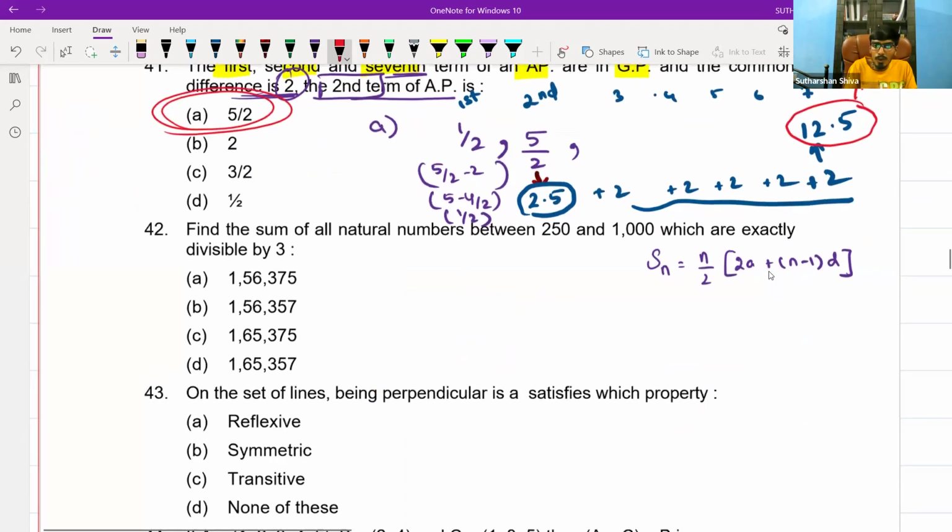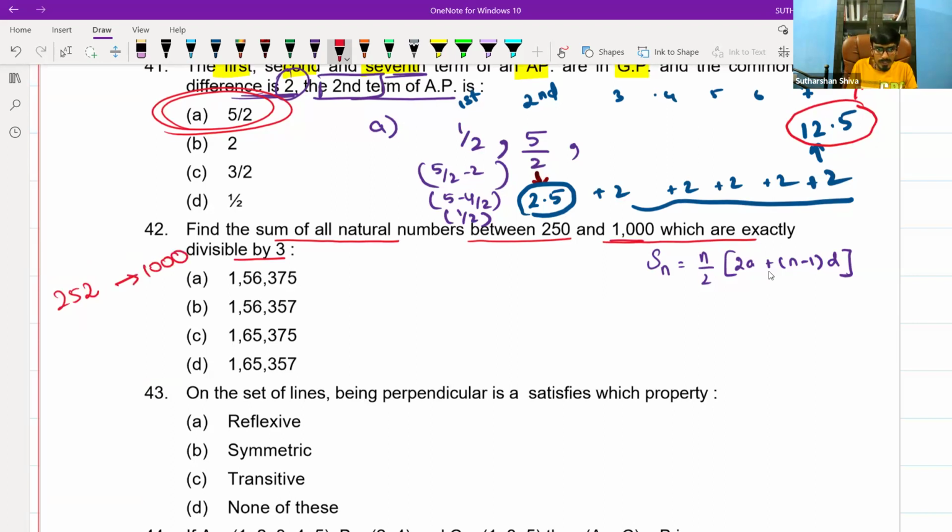Okay, next, go with 42. Find the sum of all natural numbers between 250 and 1000, which are exactly divisible by 3. Here, there will be two methods. One is you will take 252 divided by 3. You will get exactly 84, right? Fine. If you take a calculator, 252 till 1000.